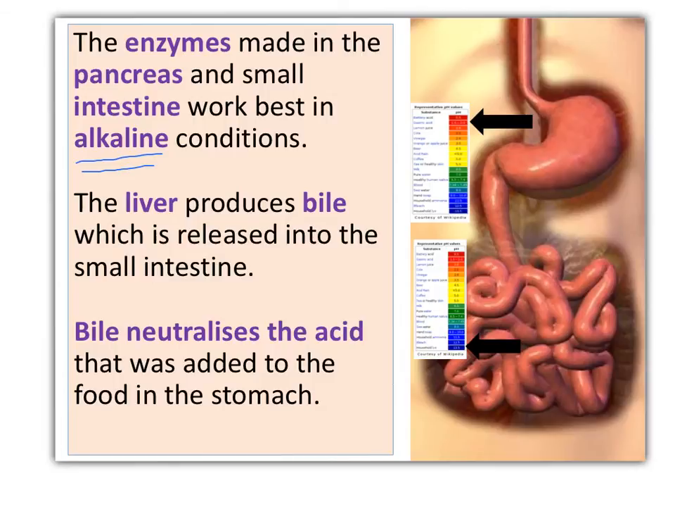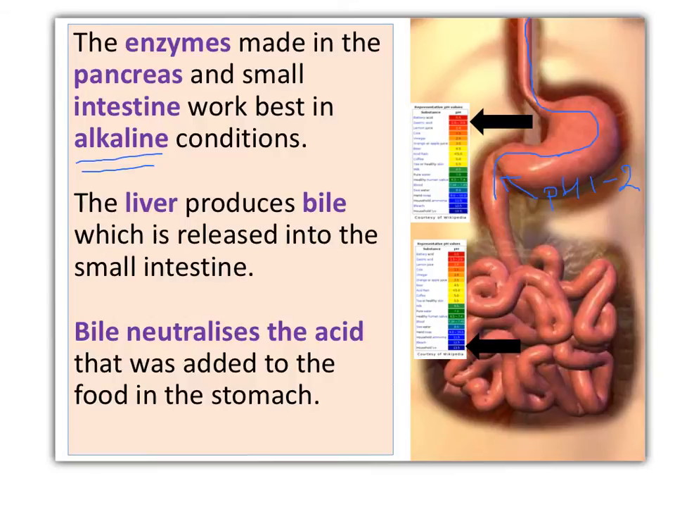So if you imagine our food's moved down our esophagus, it's gone into our stomach, and it started the digestion process of proteins. As it moves into the small intestine, okay, the pH is still going to be quite acidic, so it's going to be 1 to 2. Now, enzymes are going to be secreted from the pancreas into the small intestine.